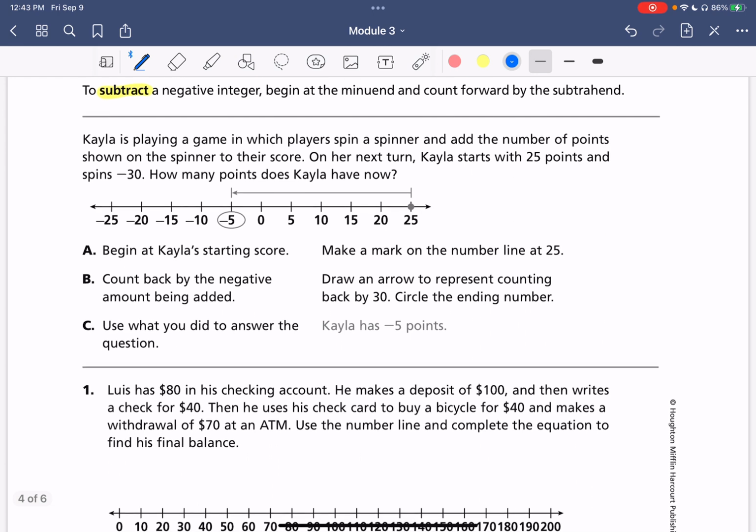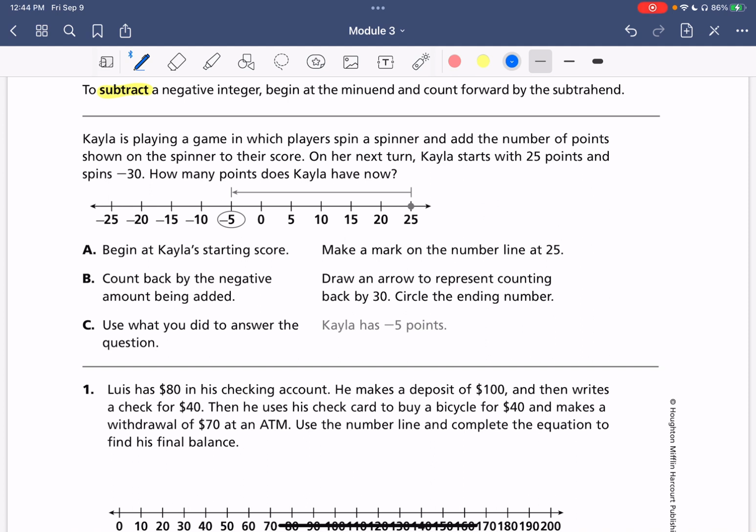All right, Kayla is playing a game in which players spin a spinner and add the number of points shown on the spinner to their score. On her next turn, Kayla starts with 25 points and spins negative 30. How many points does Kayla have now? So let's read through this problem and we're going to highlight what's important.